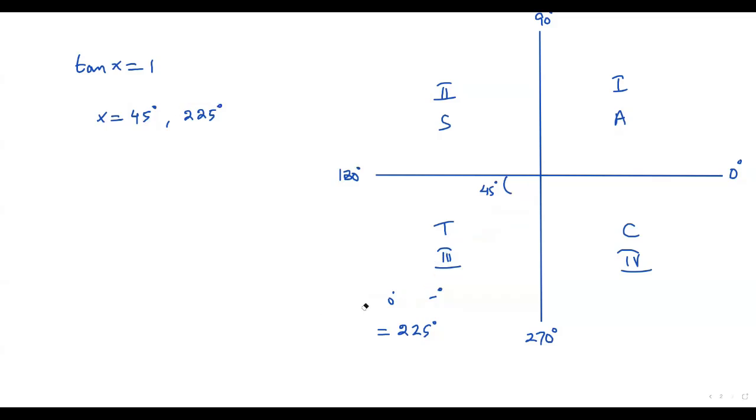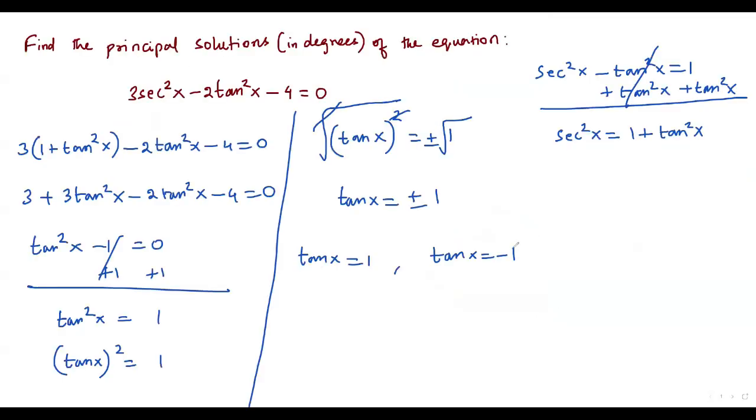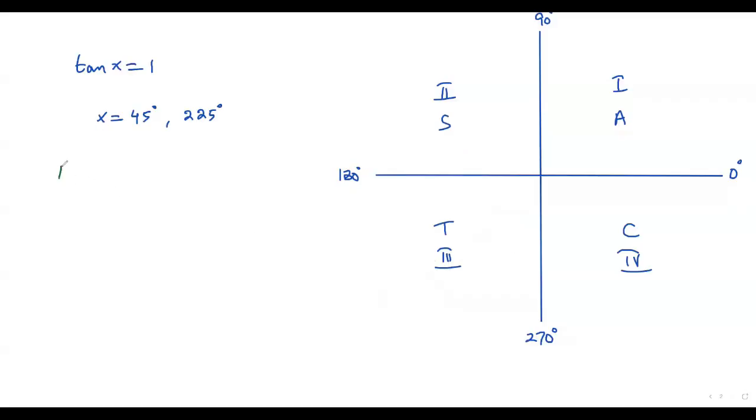Okay, now we can start solving the second equation. Already we got it on the previous page. Okay, let me go to the previous page. That is tangent x equals -1. Let me write the equation over here. Tangent x equals -1. Okay, this time we have a negative value over here.